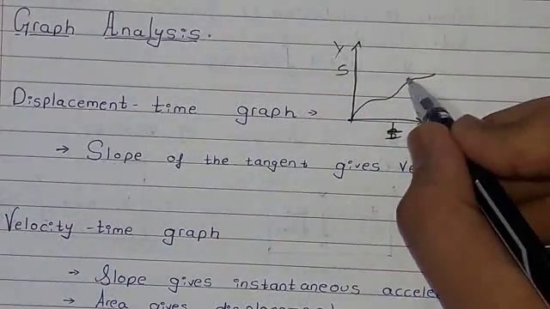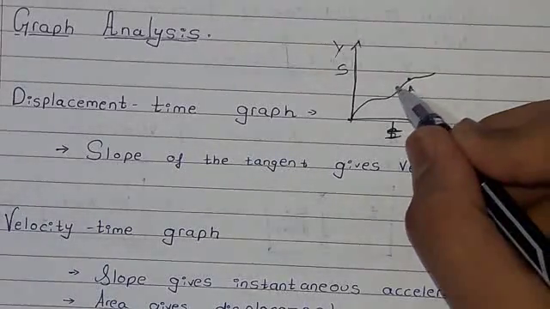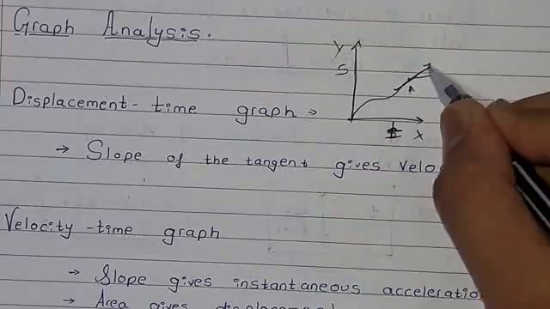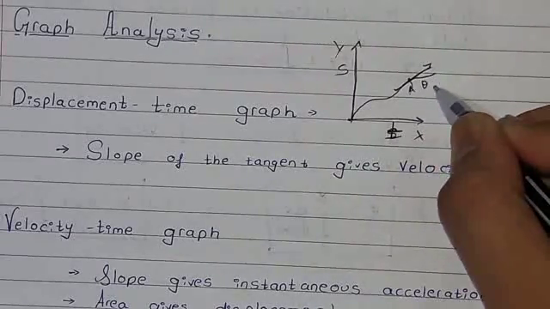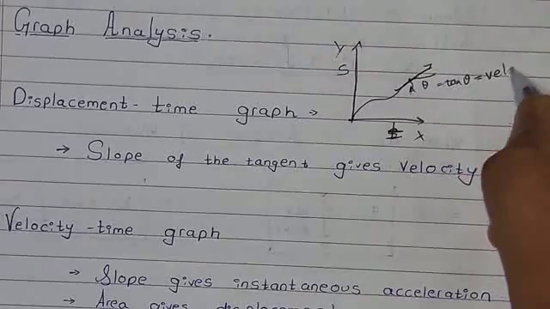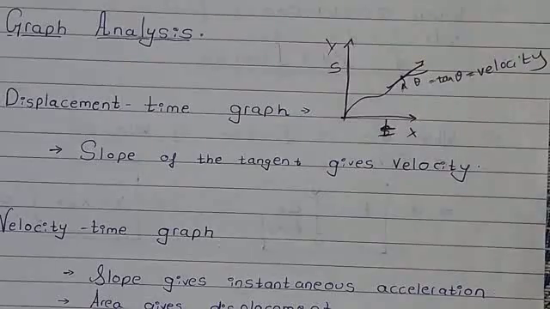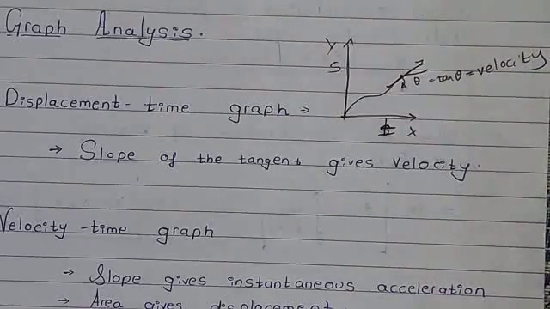Now let us take any point A. Alright guys, now from A I am drawing a tangent. Then the slope of the tangent, that is tan theta, is equal to velocity. This gives us the velocity in the displacement time graph.